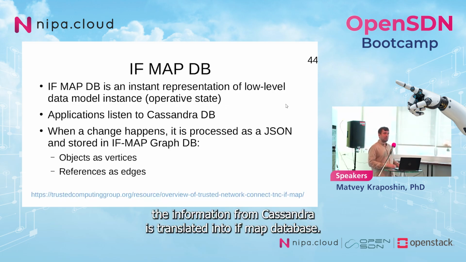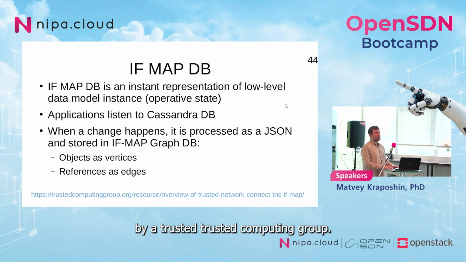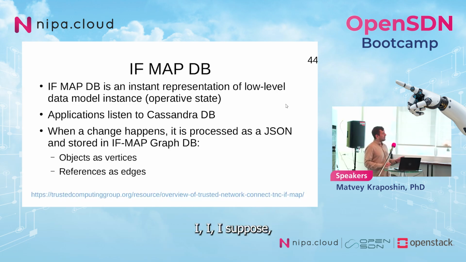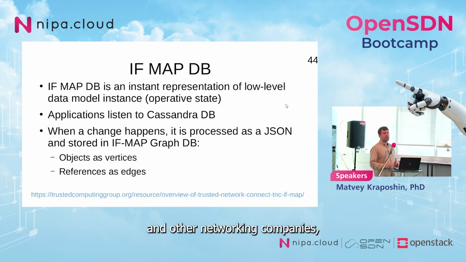Then the information from Cassandra is translated into the ifmap database. Ifmap format is also governed by a standard that was produced by the Trusted Computing Group. I suppose this group is a joint team of several companies, because I saw names from Juniper, from Cisco, and other networking companies as authors of documents.